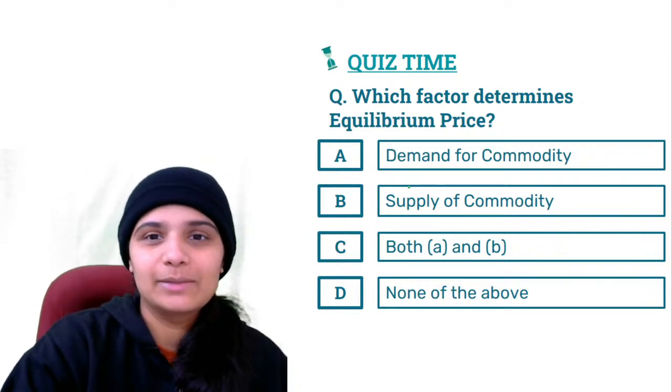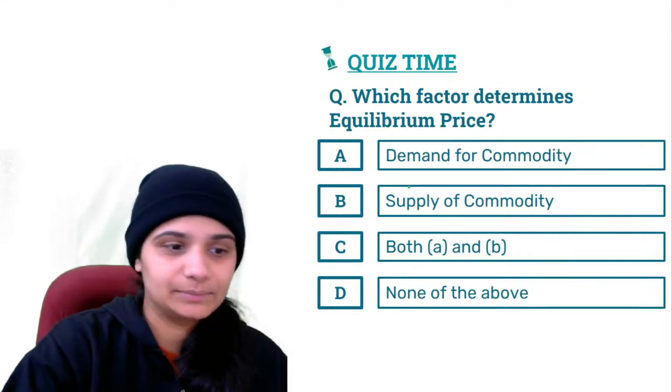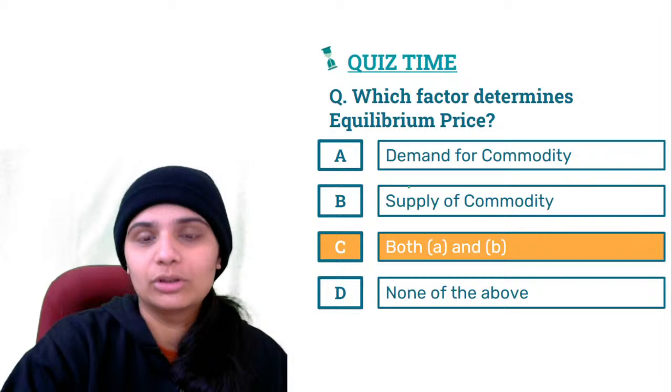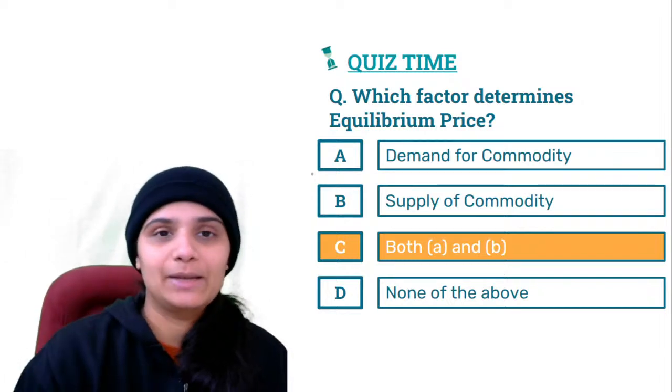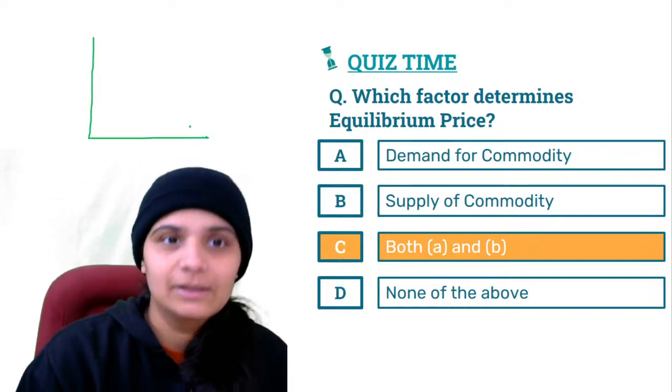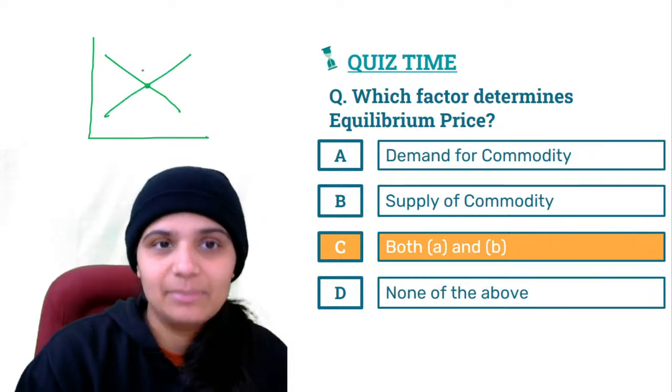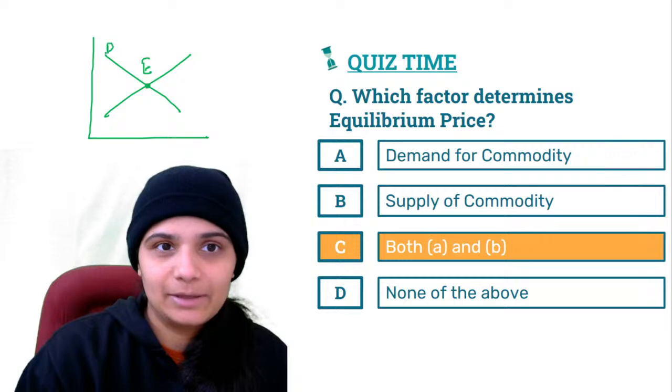Which factor determines equilibrium price? Very good. Both demand as well as supply. We have to make a demand line and a supply line. Wherever they meet, that is the equilibrium.